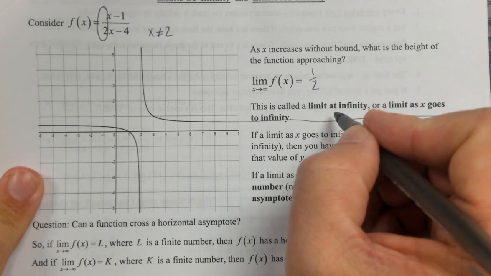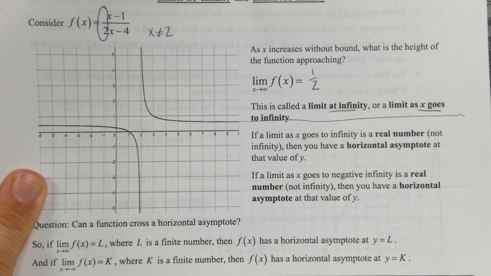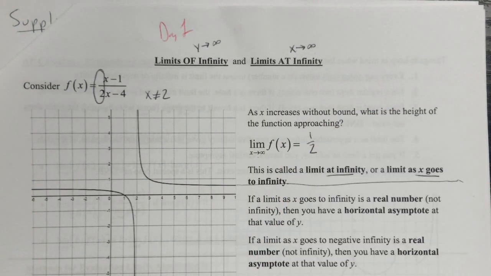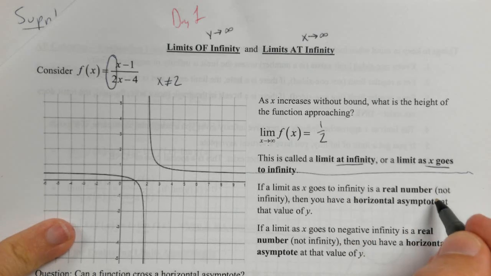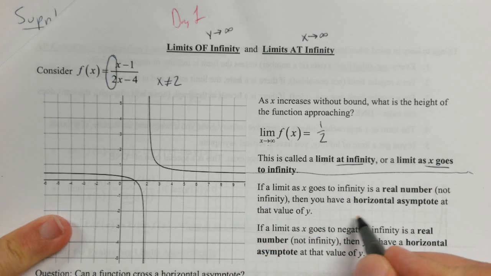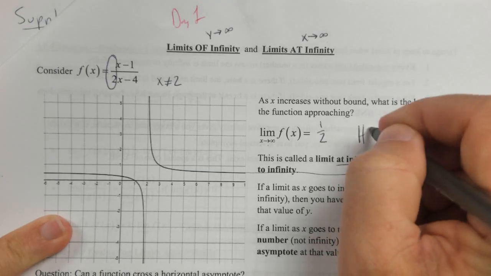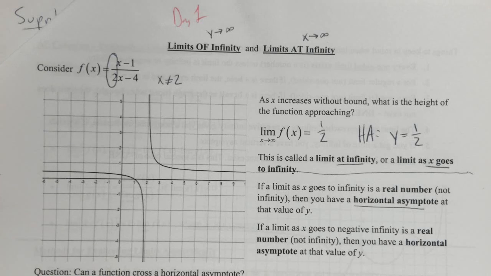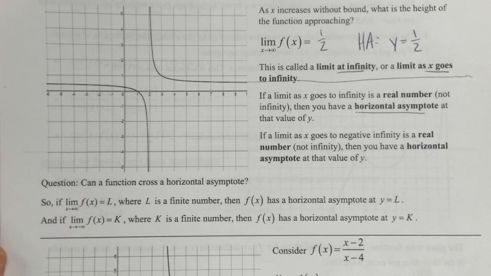This is called a limit at infinity because x is going to infinity. You need to know that, but it's not like I'm ever going to explicitly test of versus at. If a limit as x goes to infinity is a real number, not infinity, then you have a horizontal asymptote. So what we just discovered was something you kind of already knew, but there's a link there between limits and asymptotes. There's a horizontal asymptote of y equals 1/2.